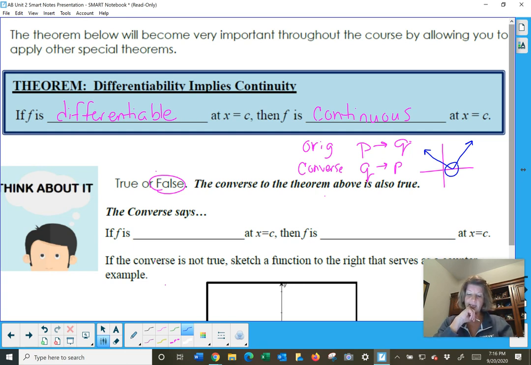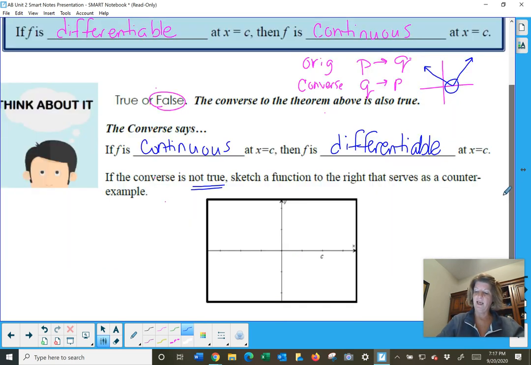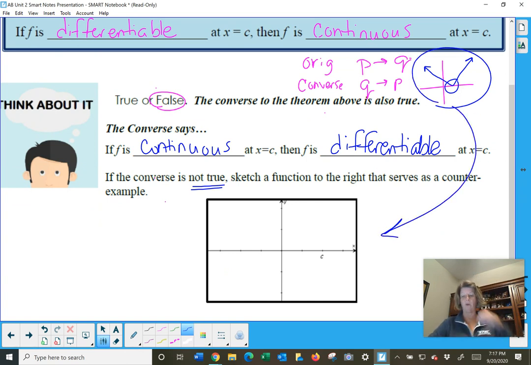The converse says: if f is continuous at x equals c, then f is differentiable. I just want to make sure you know this is not true. If the converse is not true, sketch a function to the right that serves as a counterexample. This is my counterexample. So go ahead and put that.